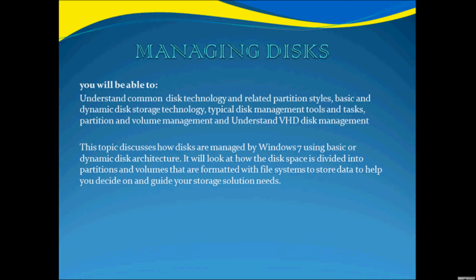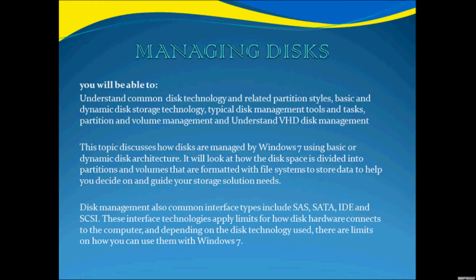This topic discusses how disks are managed by Windows 7 using basic or dynamic disk architecture. It will look at how the disk space is divided into partitions and volumes that are formatted with file systems to store data, to help you decide on and guide your storage solution needs. Common disk interface types include SAS, SATA, IDE, and SCSI. These interface technologies apply limits for how disk hardware connects to the computer, and depending on the disk technology used, there are limits on how you can use them with Windows 7.